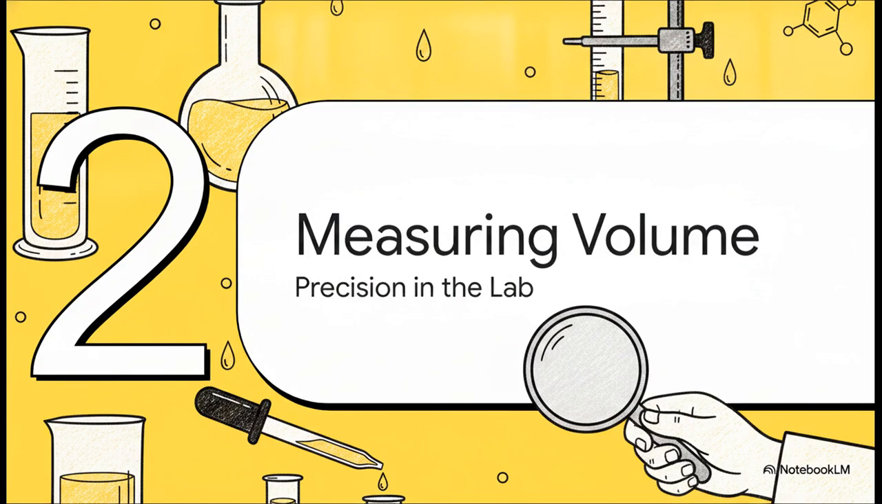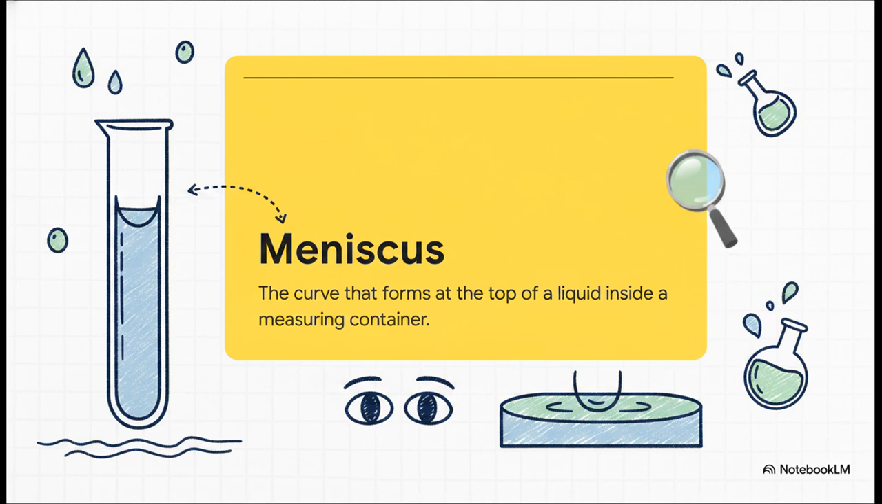Moving on to Section 2, precision measurement of volume. Okay, so understanding the theory is really only half the battle. As scientists, we need to know how to accurately observe and record these changes. When measuring the volume of a liquid, you use a tool called a measuring cylinder. But here's the catch. Liquids don't just sit perfectly flat inside these cylinders. They actually form a slight curve at the very top. This curve is called the meniscus.